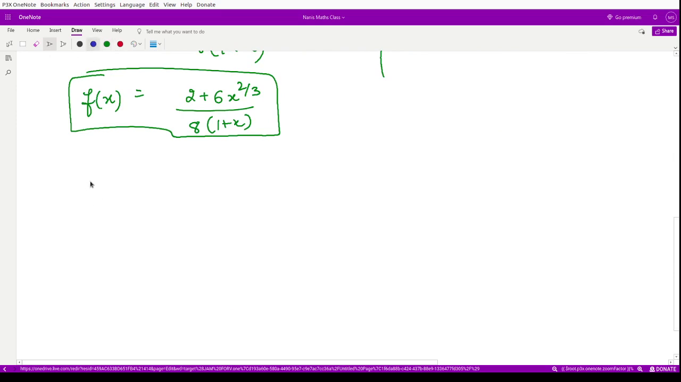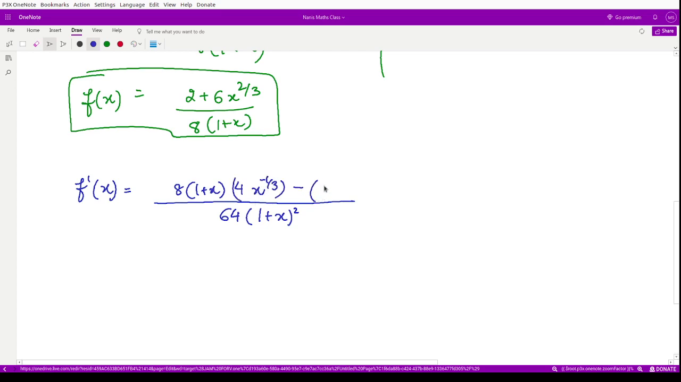So let me calculate the derivative f dash x with respect to x. Here we would have to apply this quotient rule. So it would be the square of the denominator as such, the derivative of numerator, that is 4 into x to the power minus 1 by 3, you may check, minus the numerator as such into the derivative of denominator, which is 8.